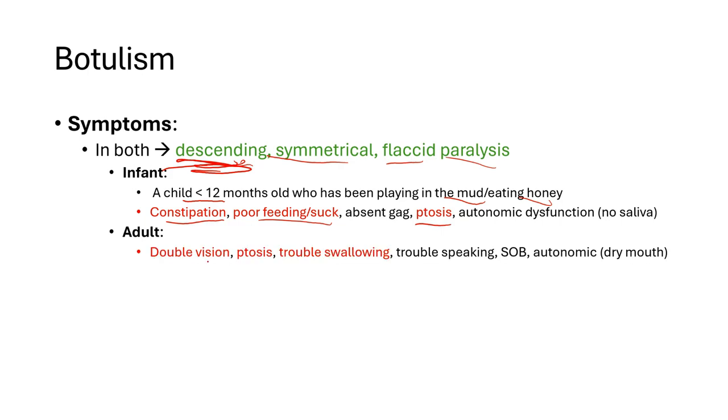In adults, you'll typically see double vision, ptosis again, right? Droopy eyelids, trouble swallowing, trouble speaking. Sometimes if it gets too severe and affects your respiratory muscles, just like GBS, this can lead to shortness of breath. And of course, the autonomic dysfunction, such as dry mouth. For adults, typically, botulism symptoms take place within 36 hours after ingestion.